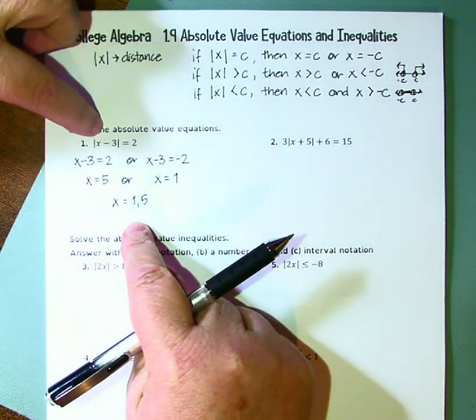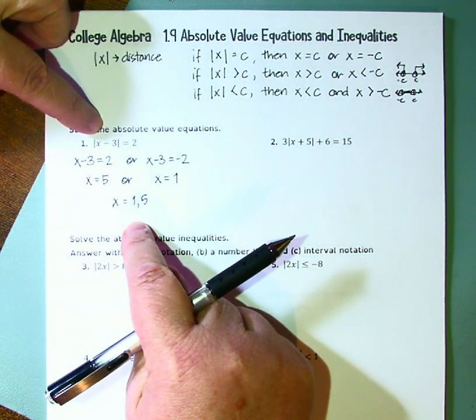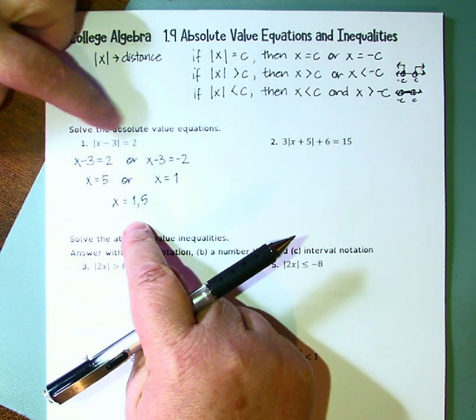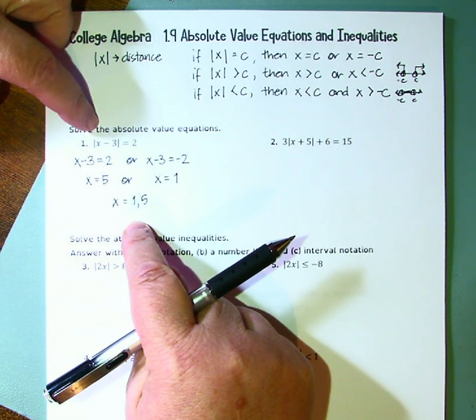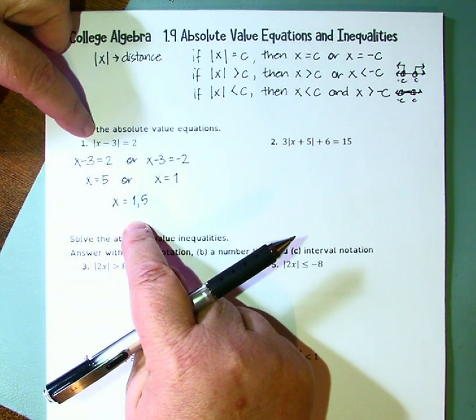I can check them. 1 minus 3 is negative 2. The absolute value of negative 2 is a positive 2. And if I put a 5 in, 5 minus 3 is 2, and the absolute value of that is 2.